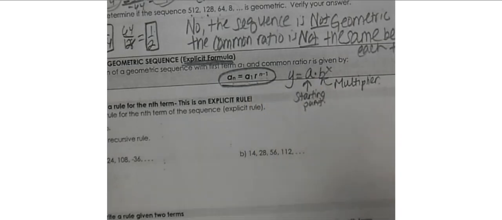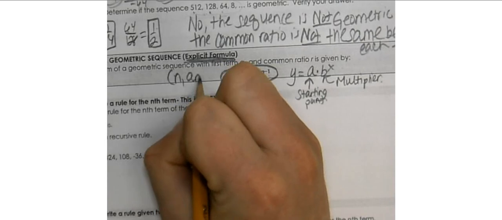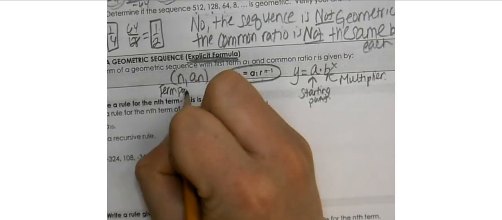So this time around, our ordered pairs, just like we had before, are still going to be n comma a sub n. And n, once again, represents your term position, and a sub n represents the number in that position. So that is still going to be consistent between our last lesson and this lesson.